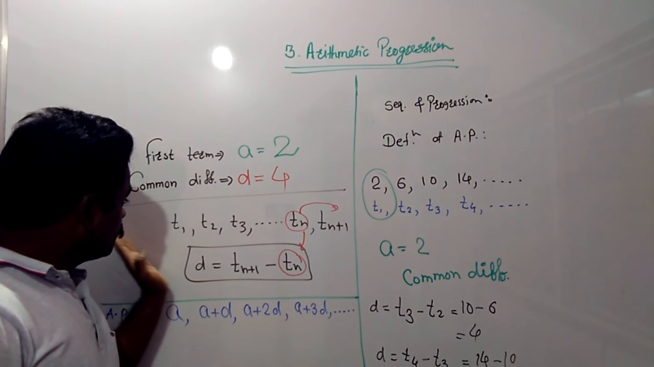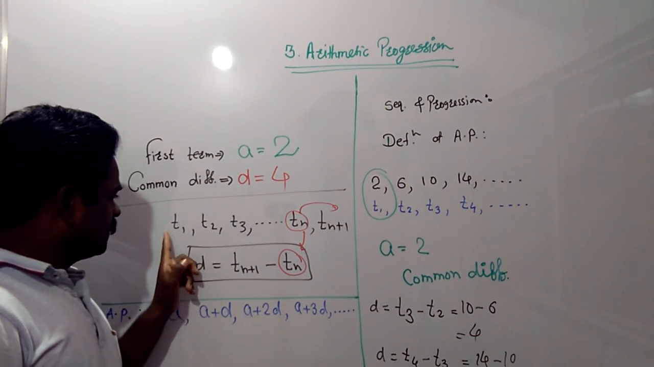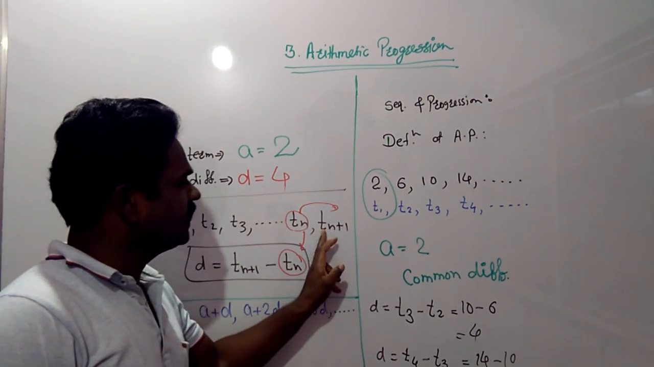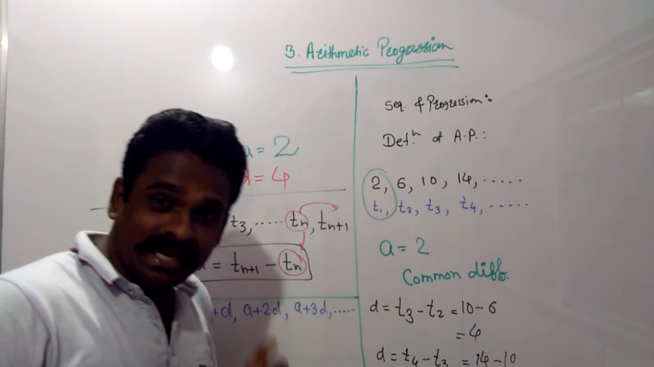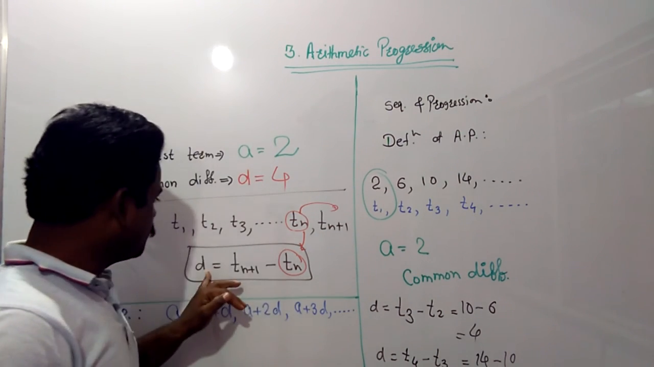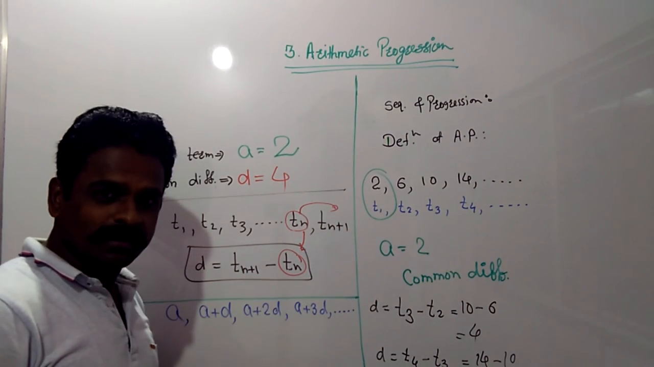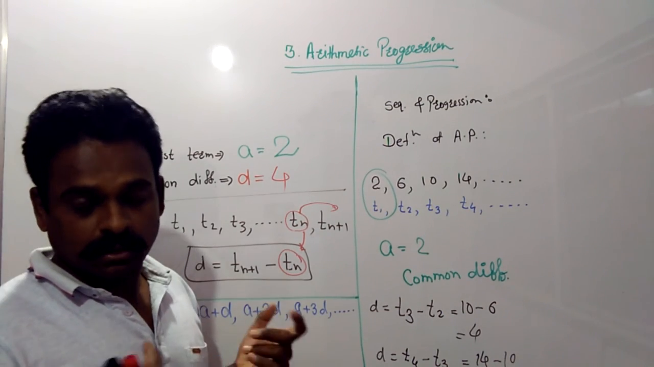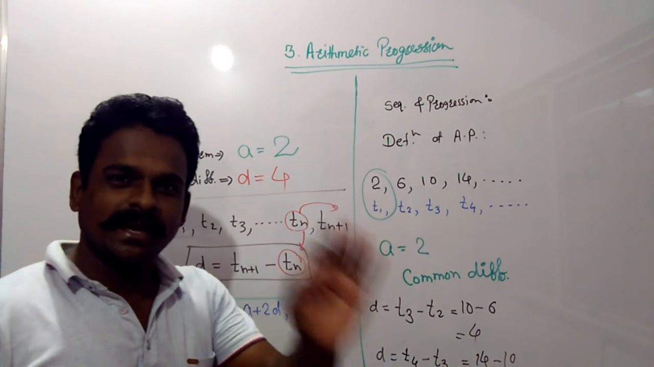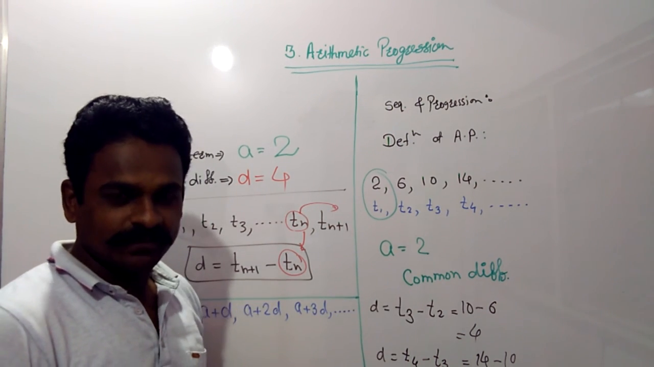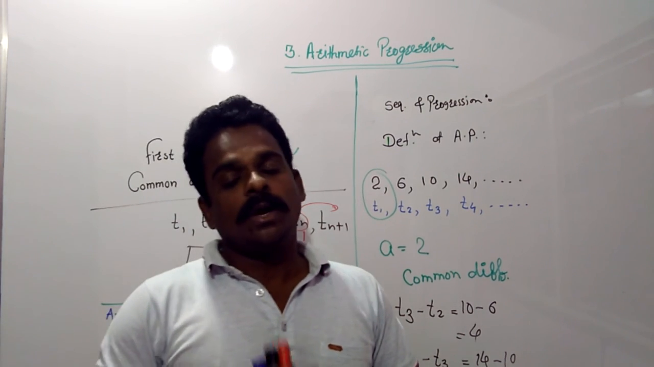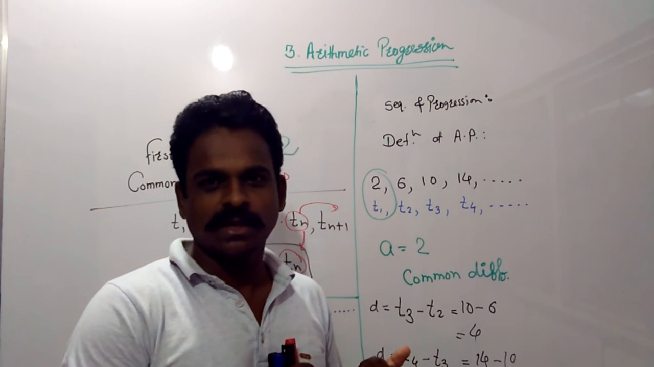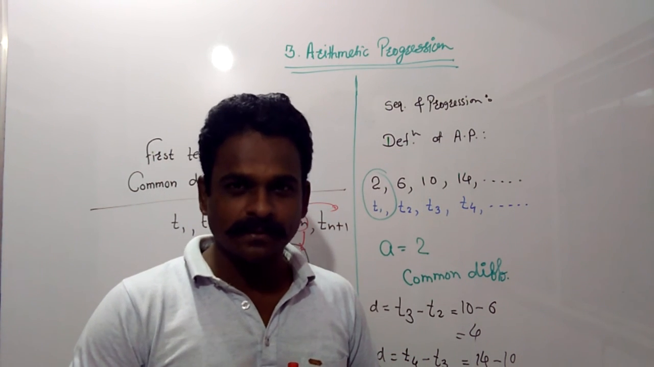Then a given progression you can represent with the help of general terms t1, t2, t3 and so on up to tn plus 1. If we need to find the common difference, d is equal to tn plus 1 minus tn, this is the formula. And the last concept was how to find an arithmetic progression if a and d are given to you. So this is today's lecture, and in the next lecture we will discuss a few problems based on arithmetic progression.